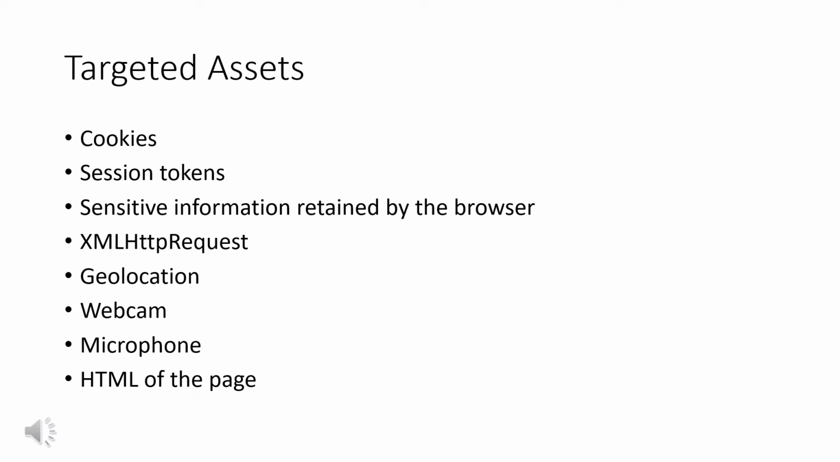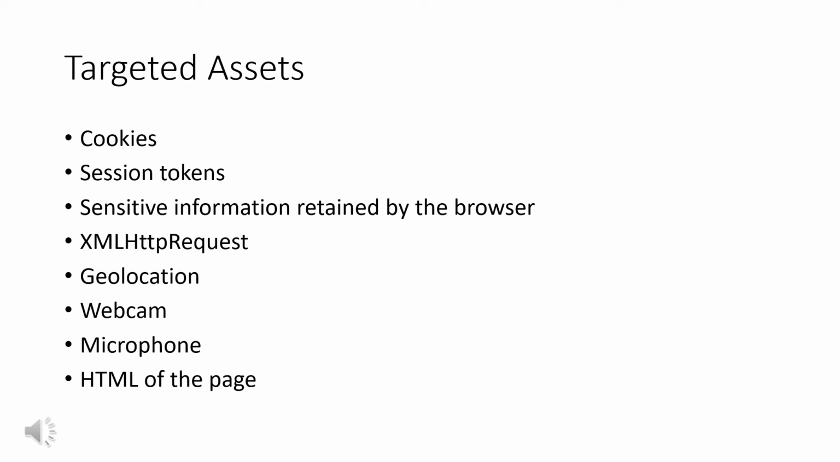So let's look at some of the assets that can be targeted in a cross-site scripting attack. Since the adversary has control over the browser, he or she can access anything from cookies, session tokens, as well as sensitive information that can be retained inside the browser. Through XML HTTP requests, the adversary can make any number of anonymous requests, which can be very harmful, and depending on the privilege that is being retained, this can escalate even more severely.